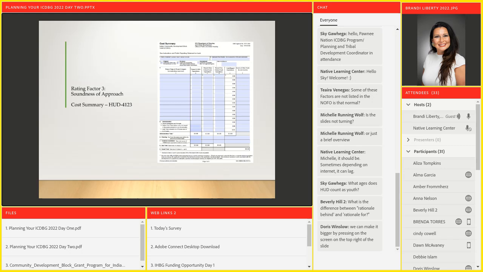I will say I have seen issues in the past where this form doesn't work appropriately, depending on either the version of Adobe that you're using or the way it was downloaded or things like that. So make sure you work on this form early enough so that you have an opportunity to reach out to HUD if it isn't calculating or working correctly, so that HUD can help get you the correct form.